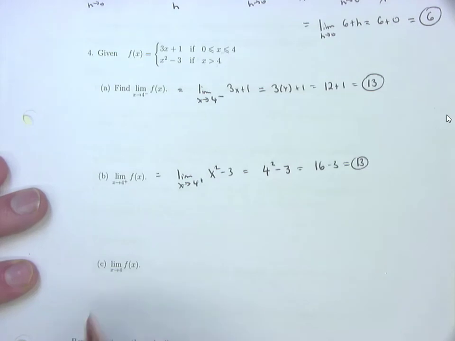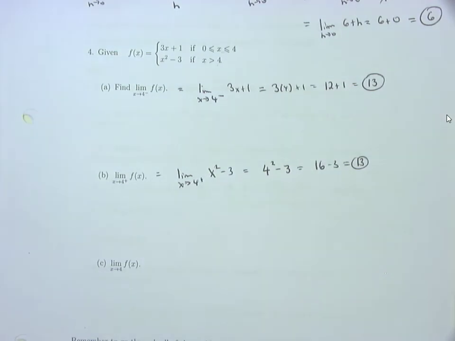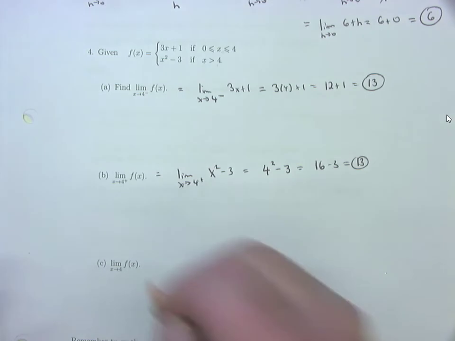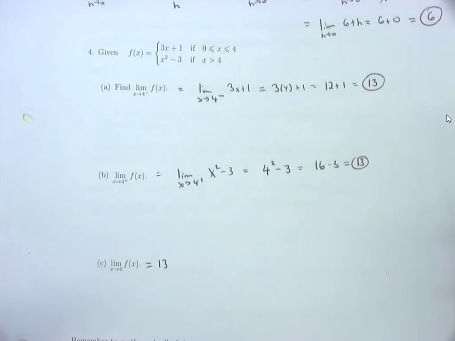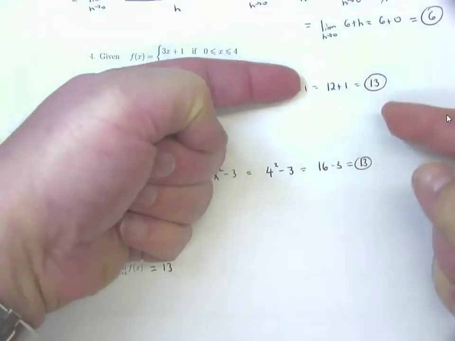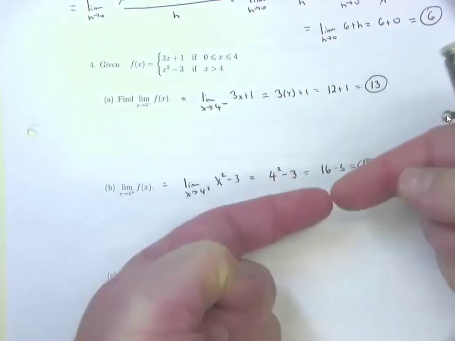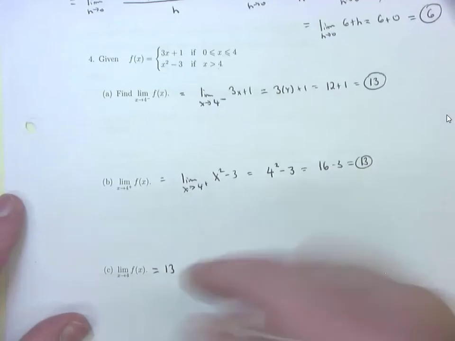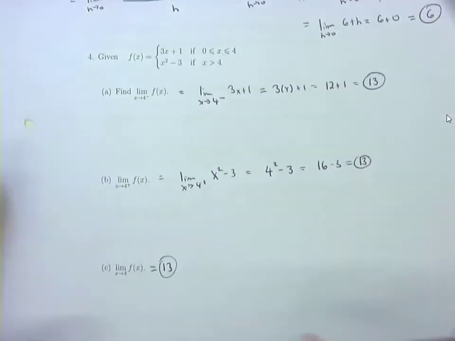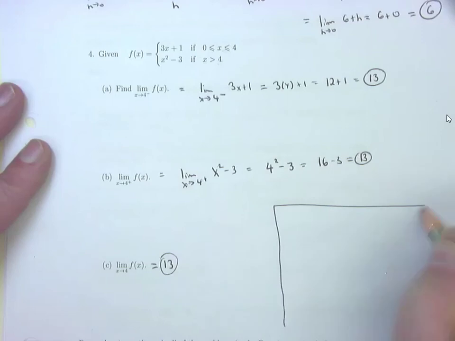13. Now, what is the limit as x approaches 4 of f of x? The answer is 13. The reason for that is the limit from below is going to 13 and the limit from above is going to 13. They're going to the same number, and therefore the full limit will be 13. Just to show you an example.